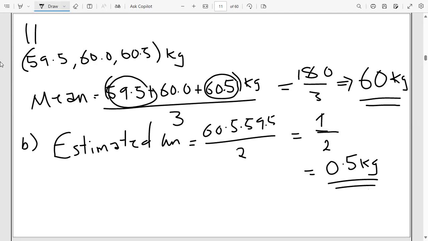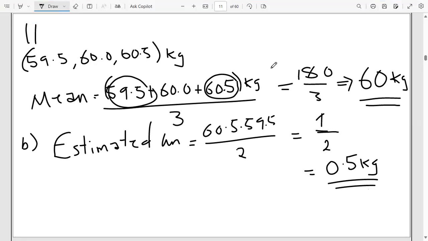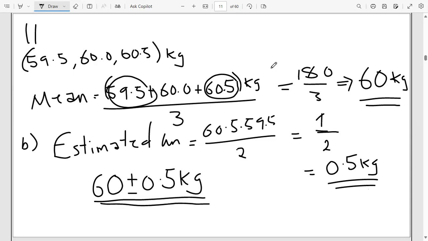Okay, and we can see from our mean weight, we can add 0.5 to get the maximum number, which is 60.5, and subtract 0.5 from 60.0 to get 59.5. That means if we want to write the weight of this patient correctly, we can just say the weight is equal to 60 plus or minus 0.5 kilograms, like this. Because if we add this 0.5, it is going to give us this, and if we subtract this 0.5, it is going to give us this.